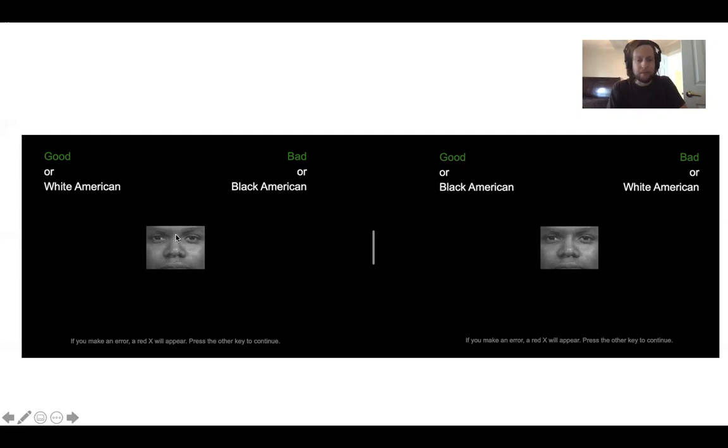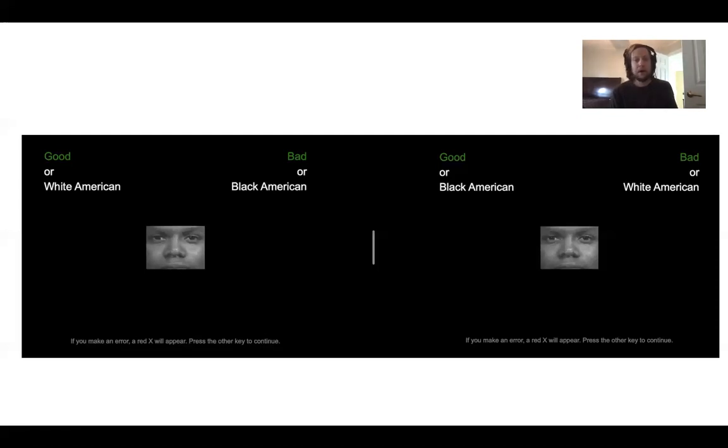Remembering the task that people perform, you would see something appear in the middle of the screen. It would either be a white face or a black face, and your job is to categorize it either to the left or to the right by pressing the E or I buttons on your keyboard. On some of the trials, you would see a word like happiness, which would be a good word, or misery, which would be a bad word. Whether it's the compatible or incompatible condition, your job is to categorize each thing that appears in the middle of the screen as belonging to the left or the right.